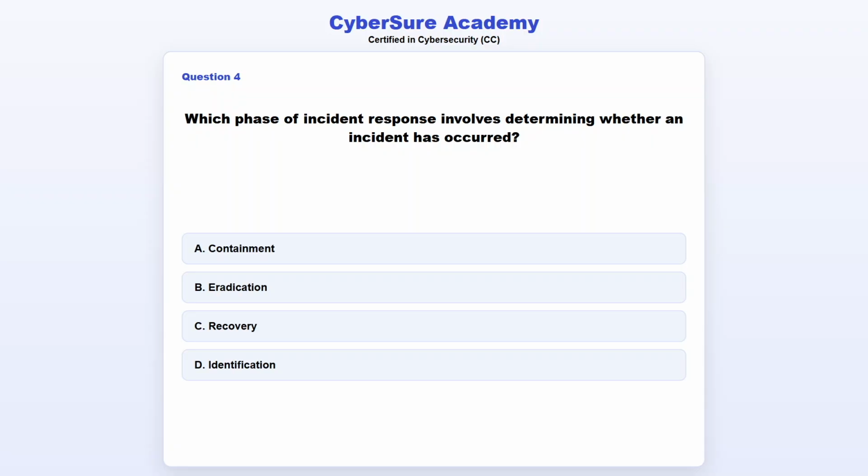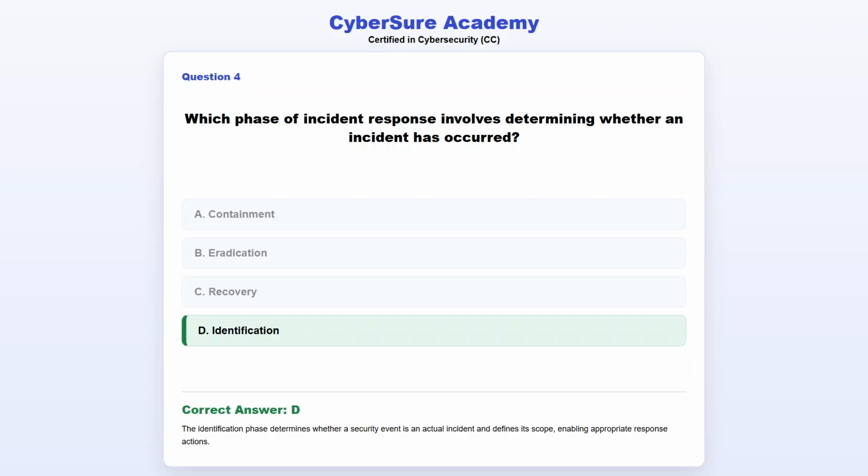Question 4. Which phase of incident response involves determining whether an incident has occurred? A. Containment. B. Eradication. C. Recovery. D. Identification. And the correct answer to question 4 is D. Identification. The identification phase determines whether a security event is an actual incident and defines its scope, enabling appropriate response actions.